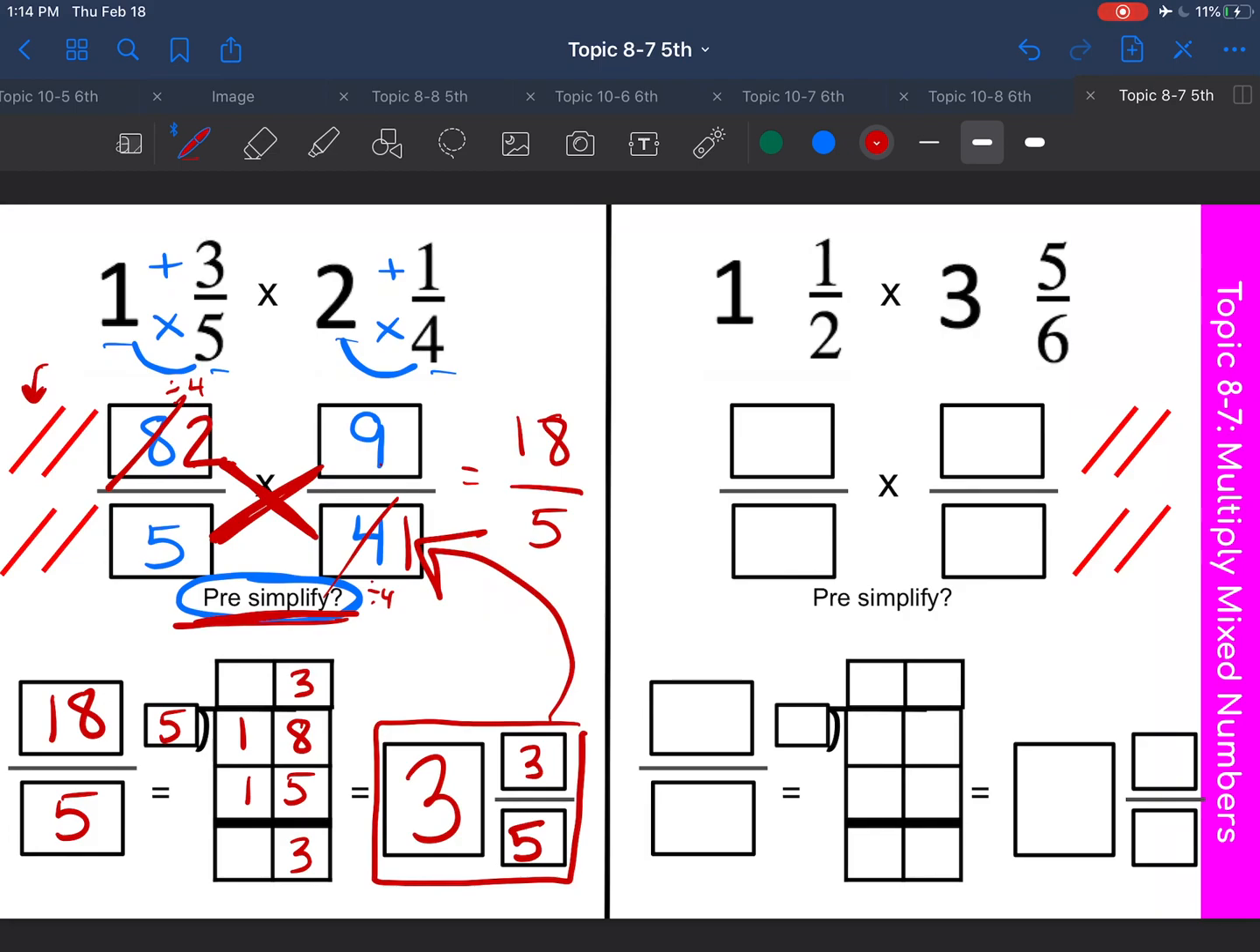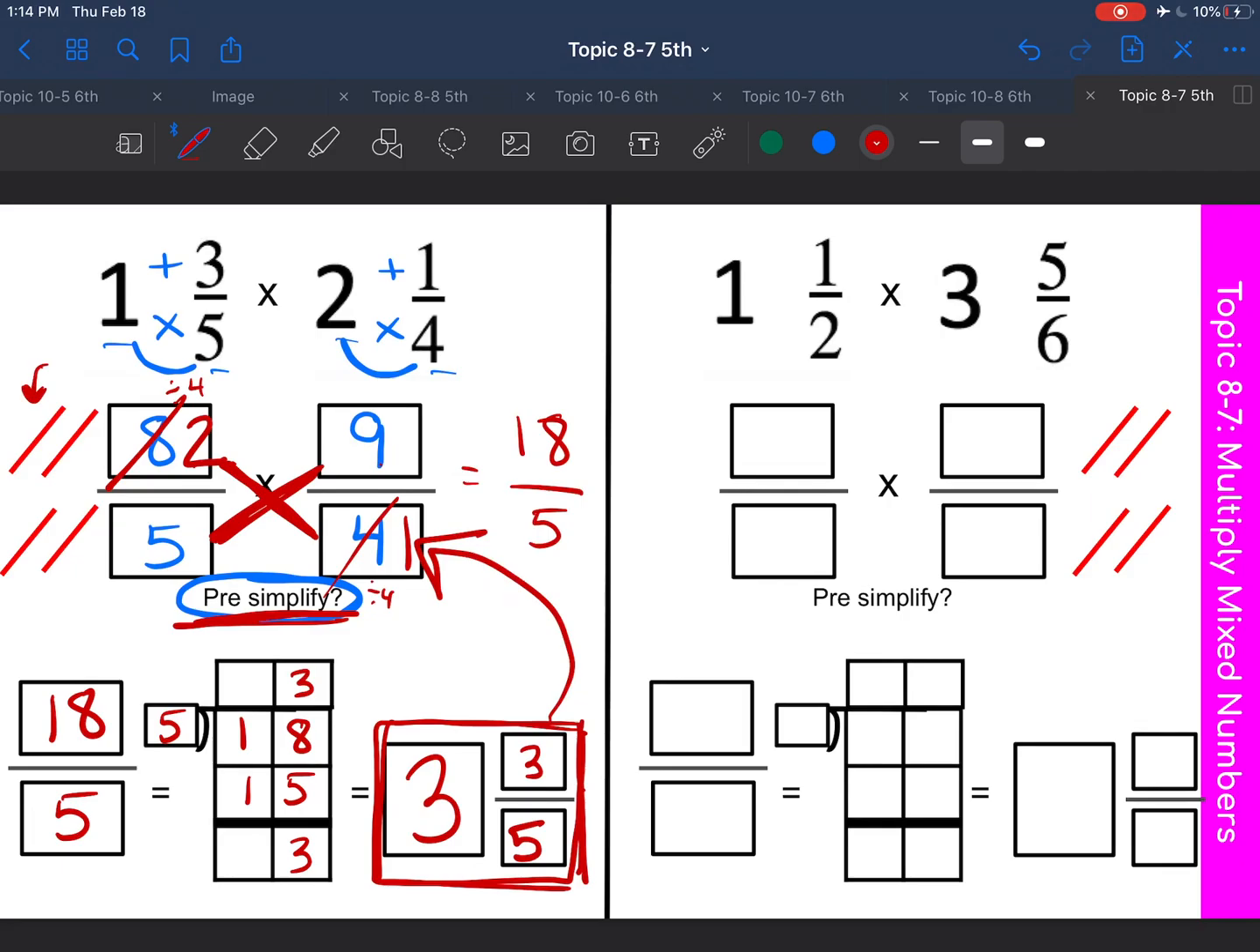All right, so that is how you can multiply mixed numbers. All right, so we can continue to the next one.